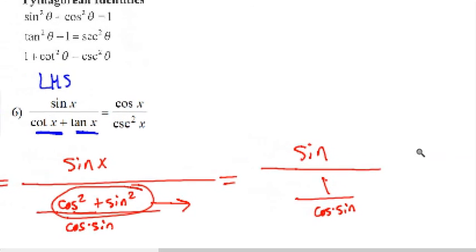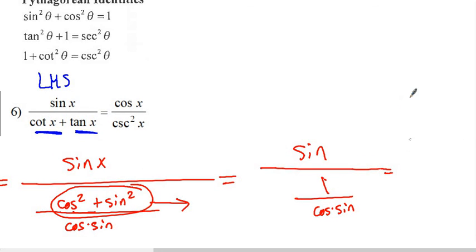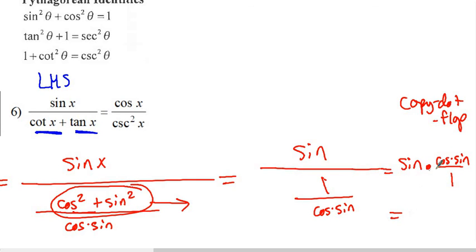What do we do when we're dividing fractions? We use that phrase copy dot, and then some people say flip, some people say flop. Copy dot flop. So I'm going to copy sine, make a dot for multiplication, and then flip 1 over cosine sine to become cosine sine over 1. Sine times this sine becomes sine squared. And we have times cosine.